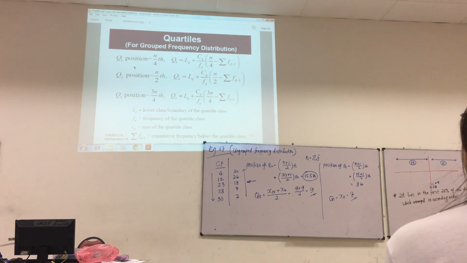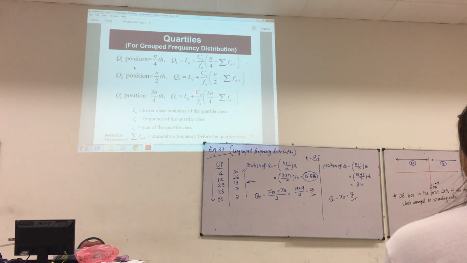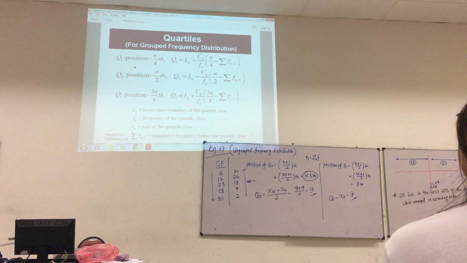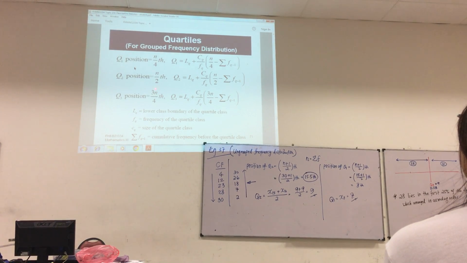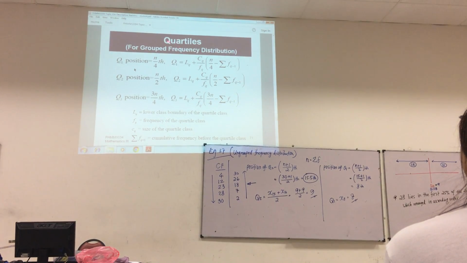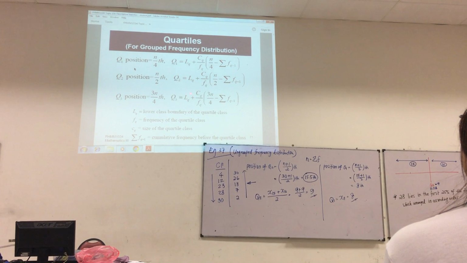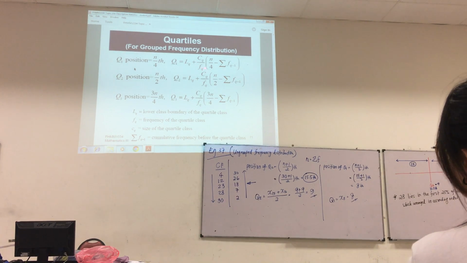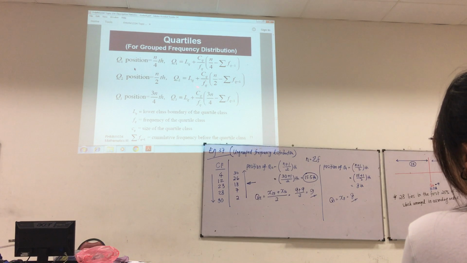You need to understand what the terms are actually referring to. LQ is still referring to the lower boundary, the lower boundary of the Q1 class, of the Q2 class, of the Q3 class. C is still referring to your class width of the Q1 class, the Q2 class, the Q3 class. Small f is referring to the frequency: FQ, frequency of the Q1 class, frequency of the Q2 class, frequency of the Q3 class.